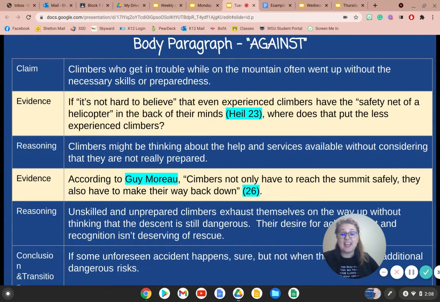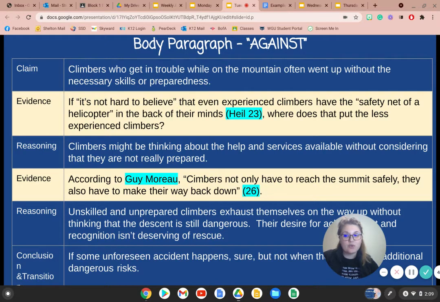If we look at this second paragraph, notice how they also cited this in two different ways. We have quotes within their sentence. "It's not hard to believe that even experienced climbers have the safety net of a helicopter in the back of their minds," Heel 23 is telling us Heel said this on page 23. Where does that put the less experienced climbers?